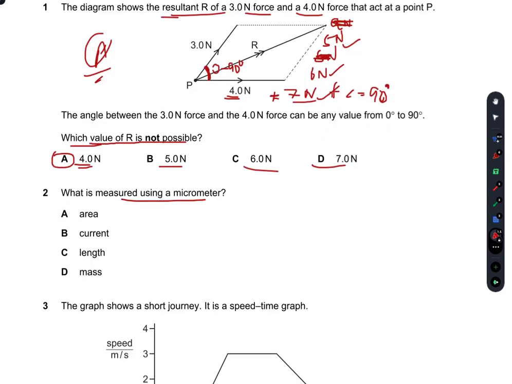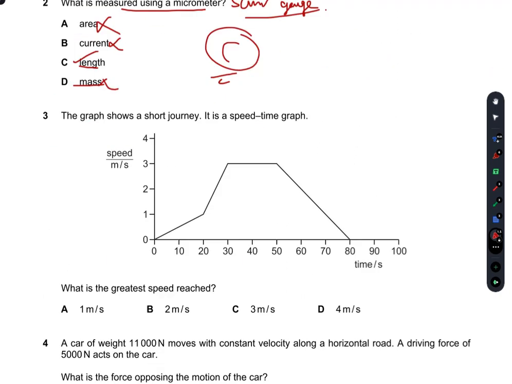Which is measured using a micrometer screw gauge? Micrometer screw gauge, I call it micrometer screw gauge. You can simply call it screw gauge as well. Area no, current no, length yes, mass no. So C is the right answer.